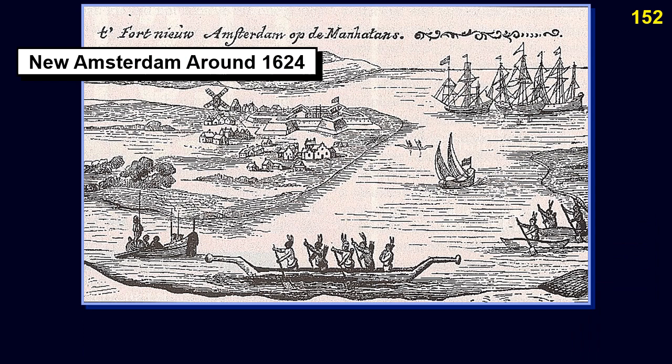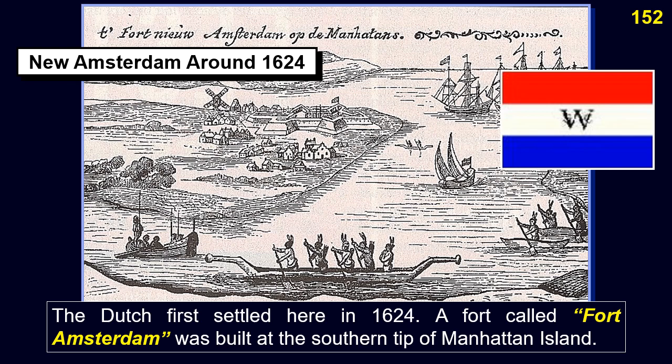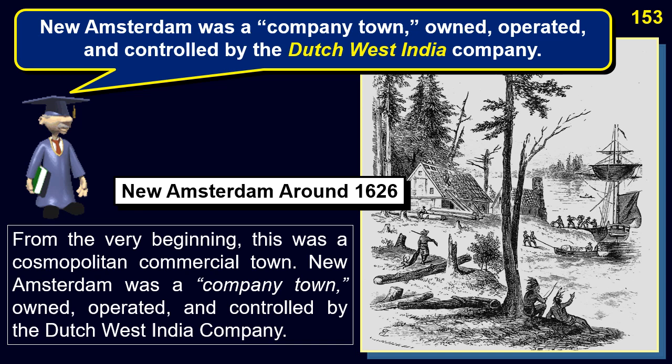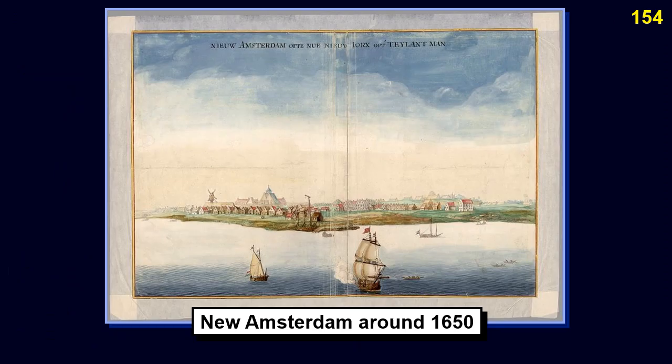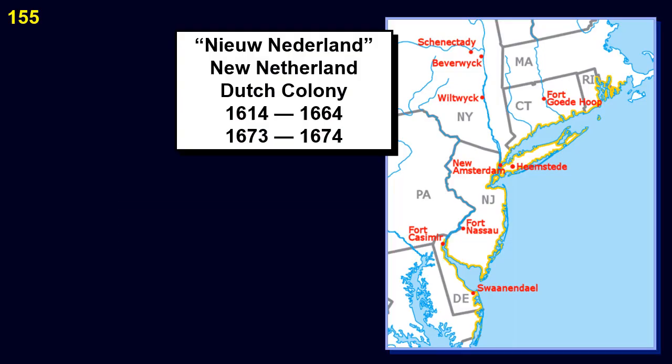A fort called Fort Amsterdam was built at the southern tip of the Manhattan Island. From the very beginning, this was a cosmopolitan commercial town. New Amsterdam was a company town, owned, operated, and controlled by the Dutch West India Company. Here is New Amsterdam around 1650, during the rest of the 1600s.